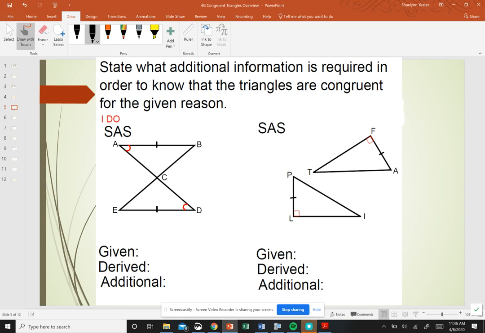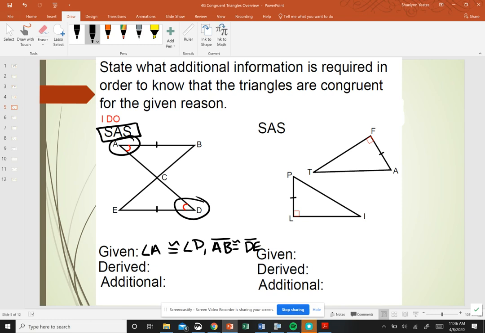So it says, state what additional information is required in order to know that the triangles are congruent for the given reason. So right here, I'm given side, angle, side. I want to prove these are congruent by side, angle, side. So right now, I'm given an angle. So I know that angle A is congruent to angle D because of those little markings. Okay, so I have an angle. Now I need two sides because it says side and side. Okay, so we already know that line AB is congruent to line DE. Perfect.